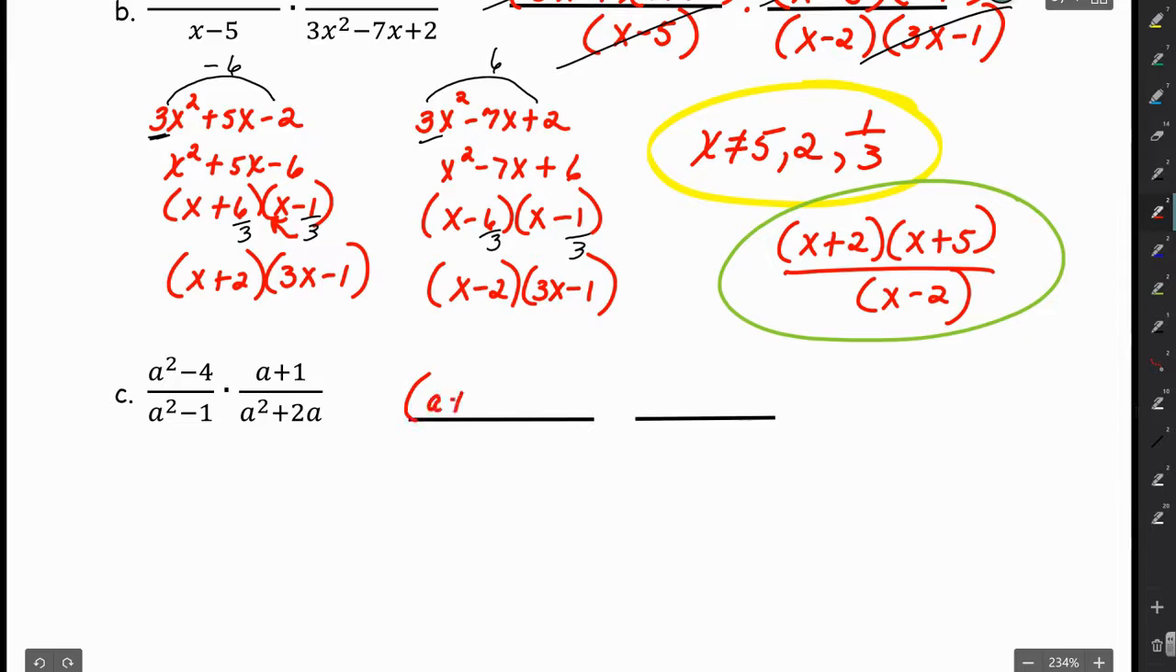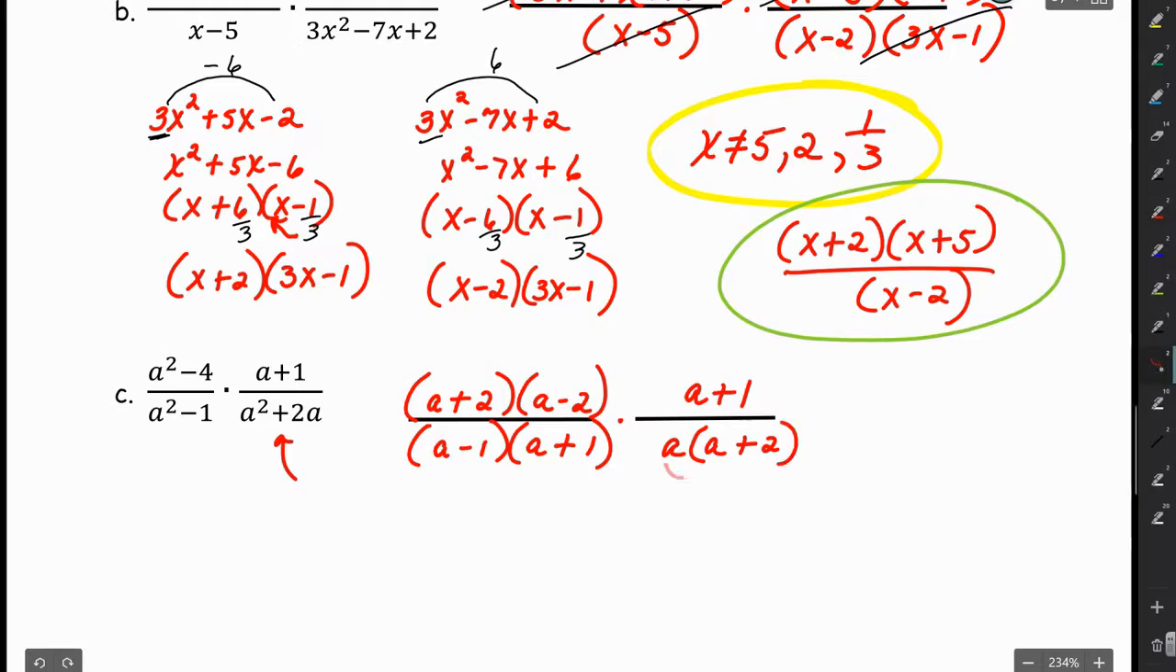We have the difference of 2 squares. In both the numerator and the denominator, we have the difference of 2 squares. We're going to pull out the GCF in the denominator of this second part here. There's an A we can pull out. If you're not sure if you did it right, you'd say A times A is A squared, and A times 2 is 2A, so we know we did it right.